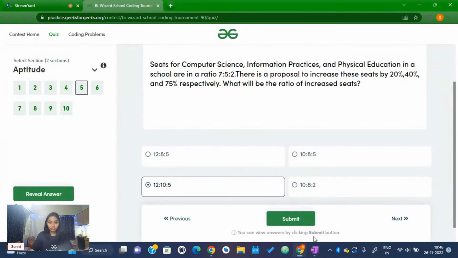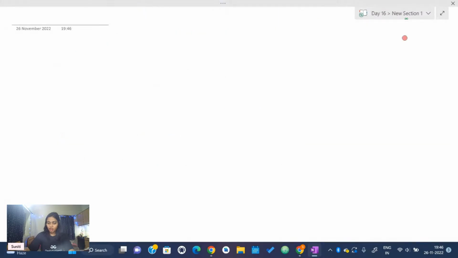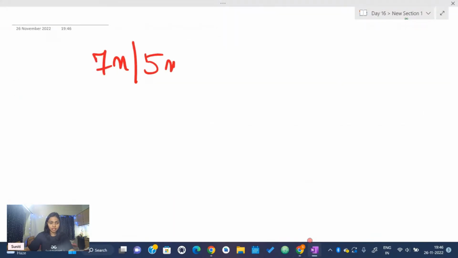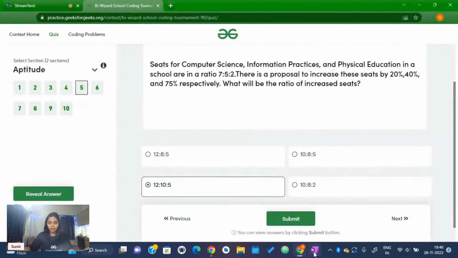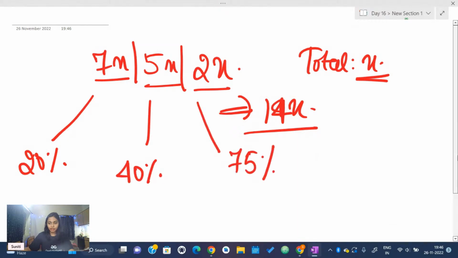Okay, so for this question, it is a bit calculative. What we can do here is take 7x, 5x, 2x. Let us say the total number of seats is x. So it is divided in the ratio 7x, 5x, 2x, which comes out to a total of 14x. Now, they are saying they are planning to increase by 20, 40, and 75. This is increased by 20%, this is increased by 40%, and this is increased by 75%.